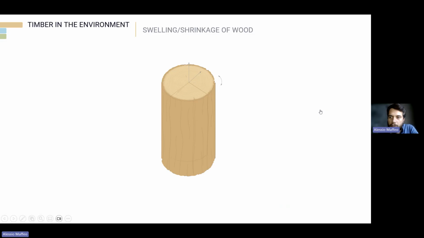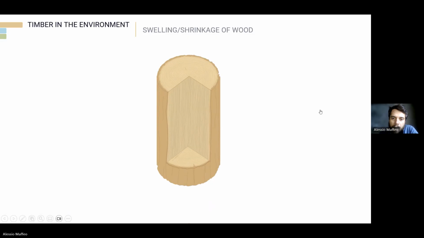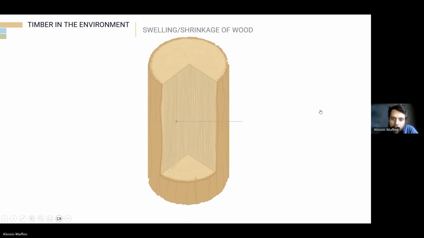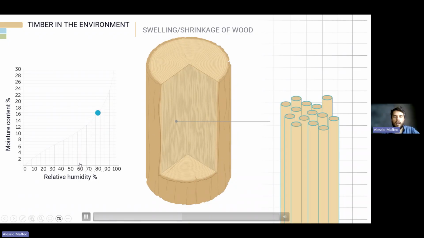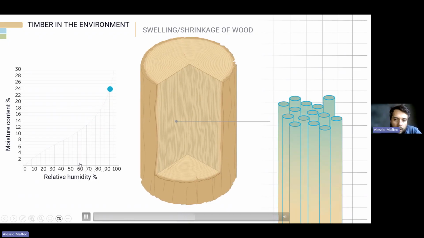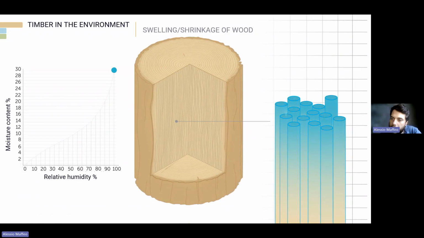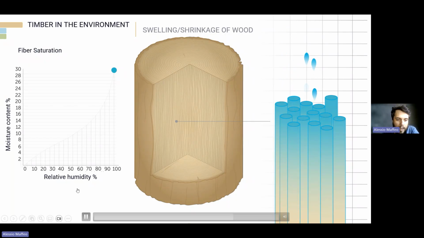Just a quick animation, we can see this together. And this one on the left is a graph of the moisture content on relative humidity. So of course, changing the relative humidity on the x-axis, we will have different moisture content on the vertical axis.